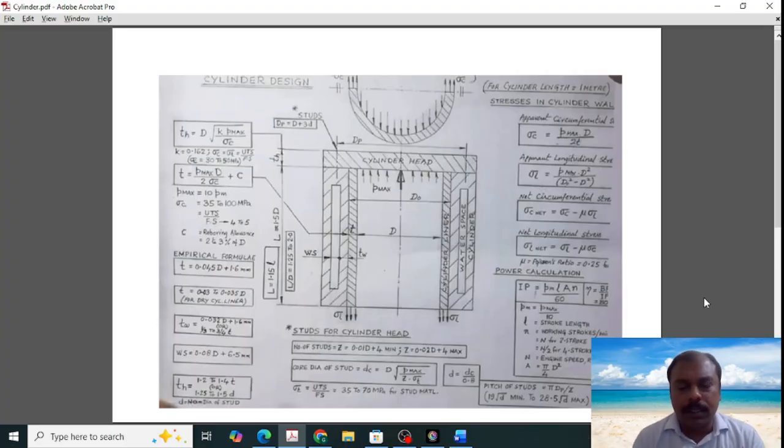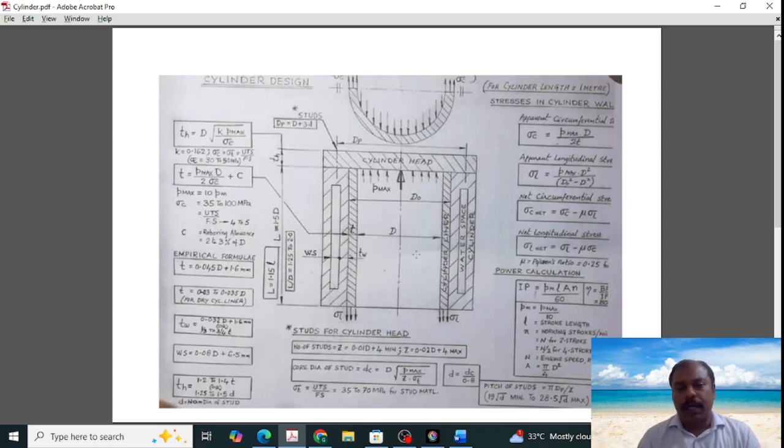So this is a schematic representation of a cylinder. This is the cylinder block, and inside the cylinder block there are liners. These liners are given in the cylinder block to take care of wear in the cylinder. There may be two kinds of liners: one is called a dry liner and the other a wet liner. If the water space is not in contact with the liner, it is called a dry liner. If the water space is in contact with the liner, it is called a wet liner.